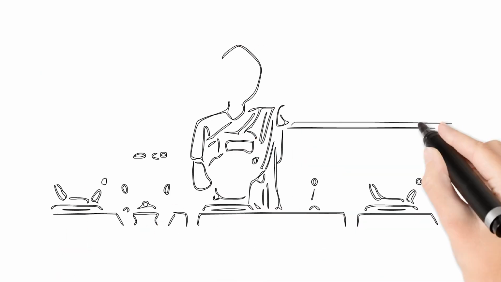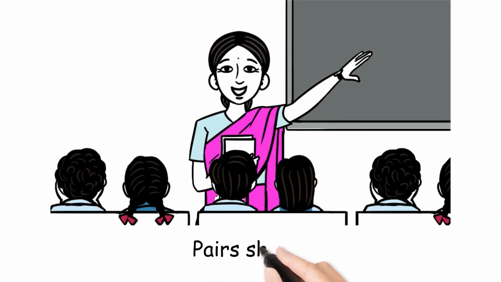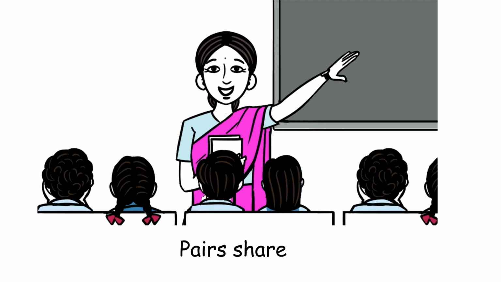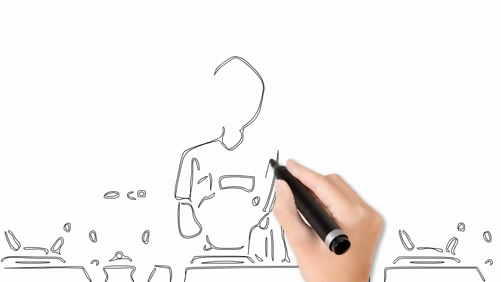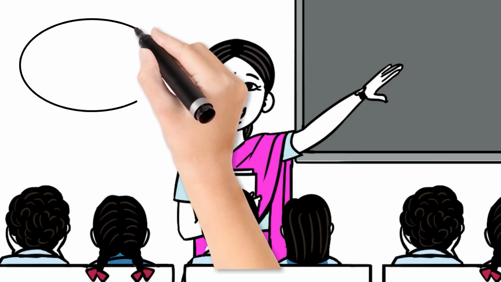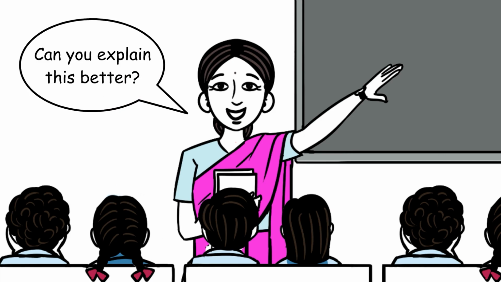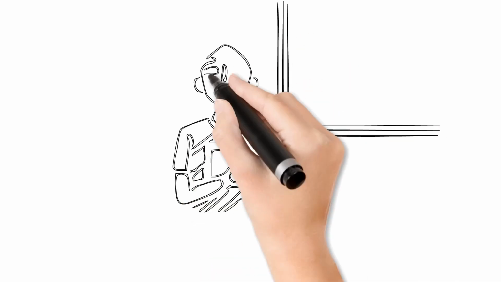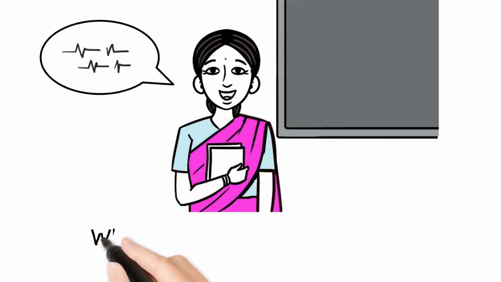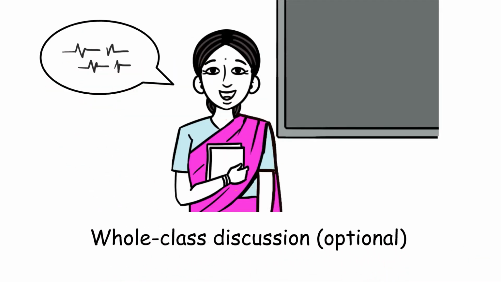You may then ask some pairs to tell the class what they have discussed. If required, you may ask questions to help the pairs clarify their views. After the pairs have shared their views, you may have a whole class discussion to consolidate their learning.